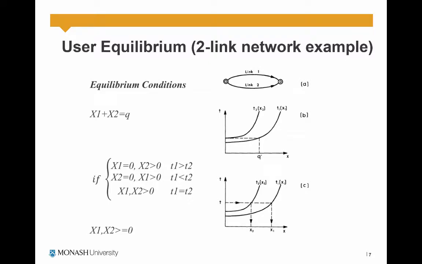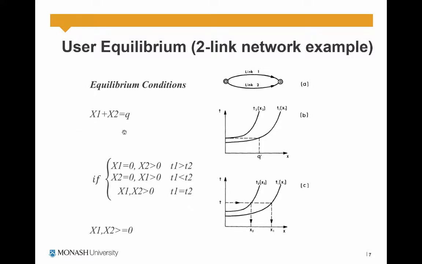To achieve user equilibrium, there are a few conditions that need to be met. So here is a simple example of a two-link network, link 1 and link 2, between a single origin and destination. First of all, x1, if you remember, represents the volume of link 1, and x2 represents the volume of link 2. q_OD represents the demand between an origin and destination. So the first condition is that x1 plus x2 must be equal to q.